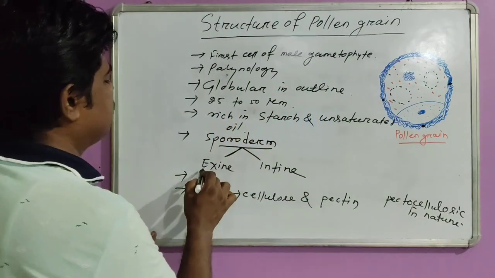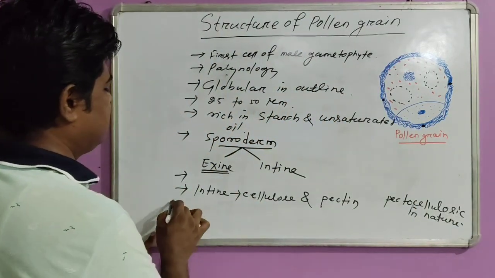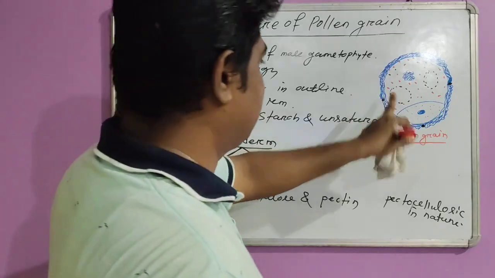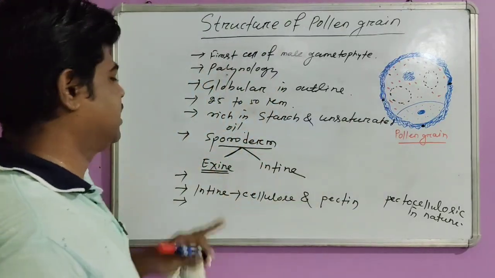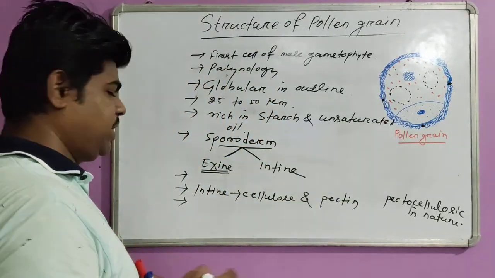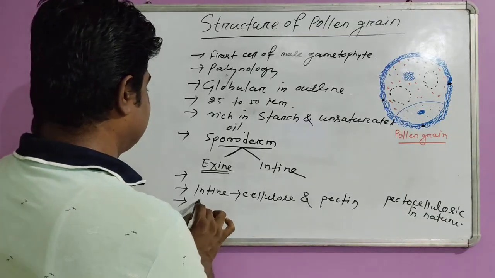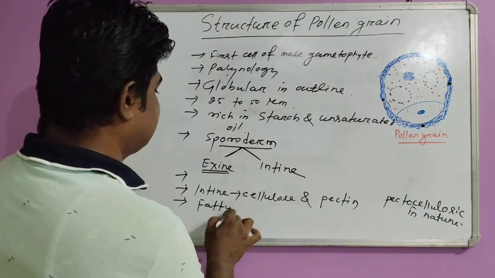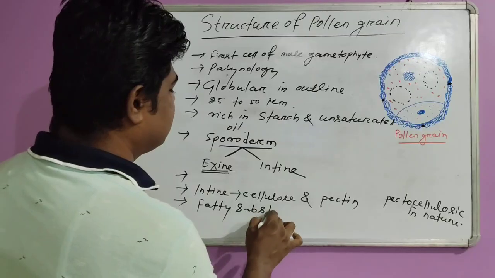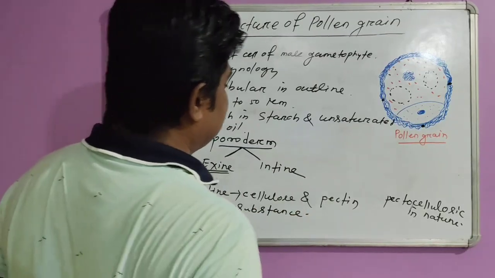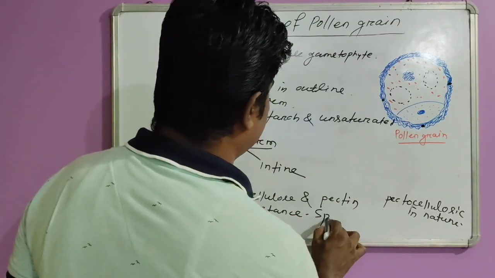Then we come to exine. This exine is the outer layer of the sporoderm. Exine is made up of a highly resistant fatty substance. This is important. The substance is sporopollenin.